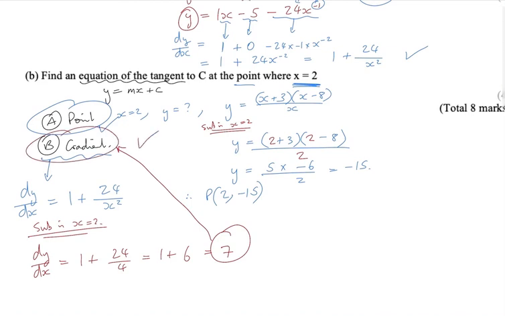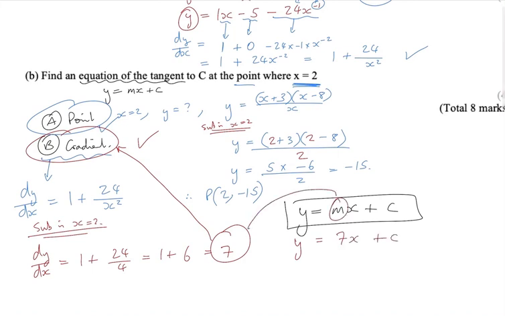And now finally, I need to substitute this into my equation for a straight line. So we want to find the equation of a straight line. We know it's y equals mx plus c, and in fact, we know that it's y equals 7x plus c, because the gradient m is 7. And now I'm going to sub in my point, 2 comma minus 15. So here we go. I get minus 15 equals 7 times 2 plus c. So minus 15 equals 14 plus c. So c equals minus 29.